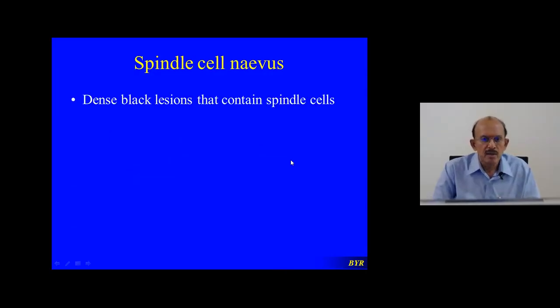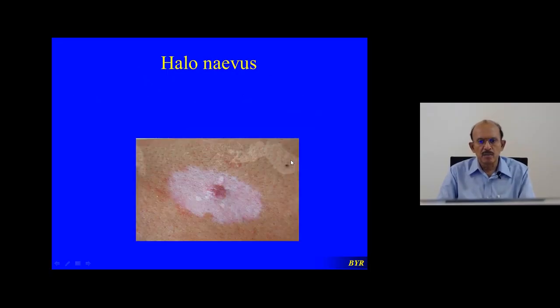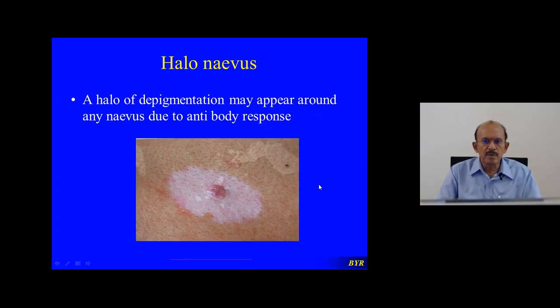Spindle cell nevus, dense black lesions that contain spindle cells; they may become malignant. Then halo nevus. A halo of depigmentation may appear around any nevus due to antibody response. You can see a nevus here and surrounding it there is a white or paler region. This is all because of depigmentation due to antibody response to these melanocyte antigens.